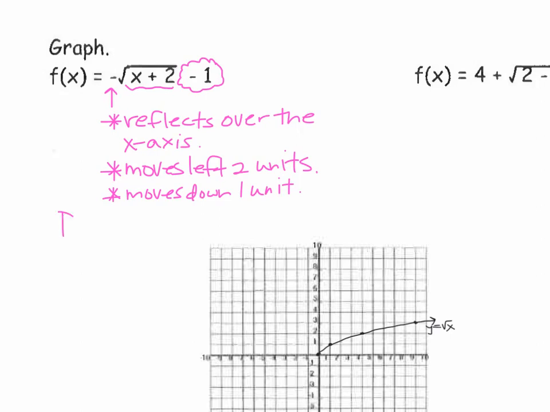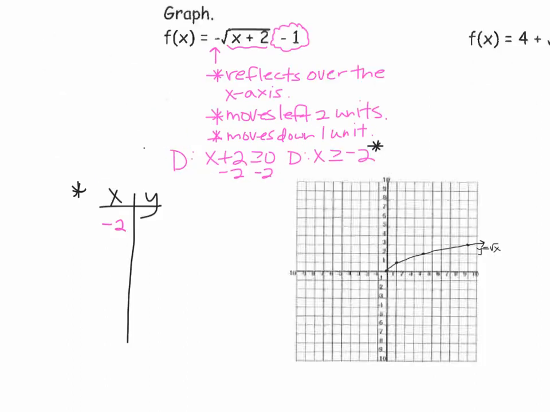Remember, for the domain, the radicand itself, the inside of the square root, has to be greater than or equal to 0. If I say x plus 2 has to be greater than or equal to 0, that would mean the domain is just x is greater than or equal to negative 2. And remember, that's the number we're going to use in our table.